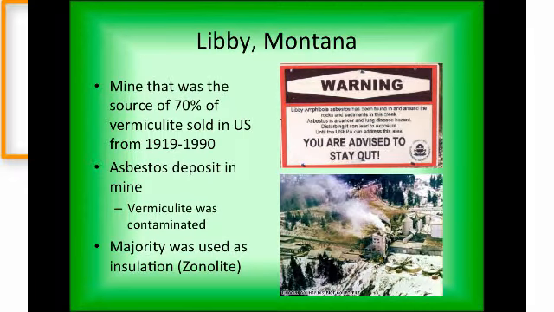One famous vermiculite and asbestos incident happened in Libby, Montana. In this little town, there was a vermiculite mine, which was the source of over 70% of the vermiculite in the U.S. A majority of this mineral was sold for insulation in buildings. The only problem with this mine was that there was also an asbestos deposit in there, and so all the vermiculite got contaminated. If you have vermiculite insulation in your home, you should assume it may be contaminated with asbestos.